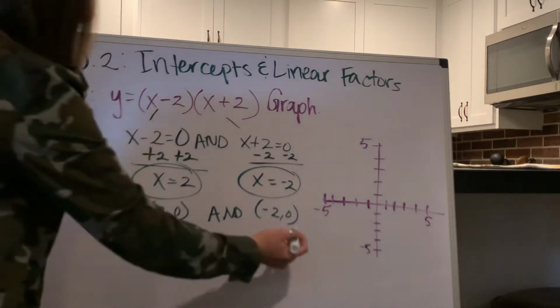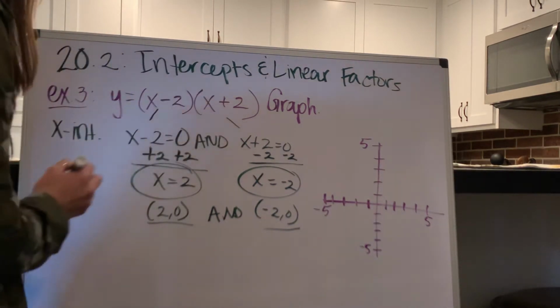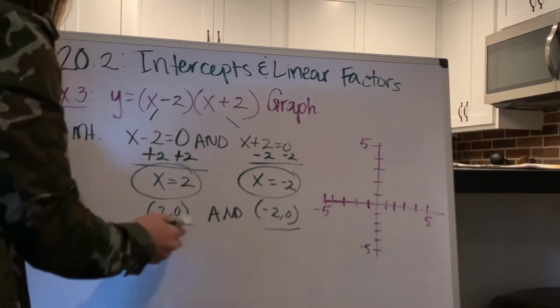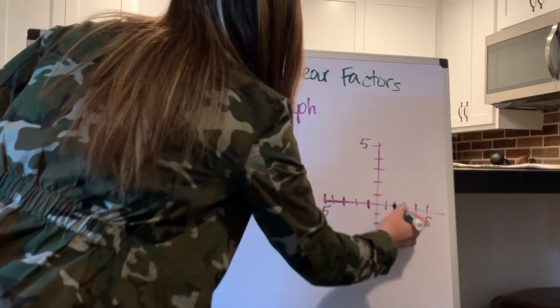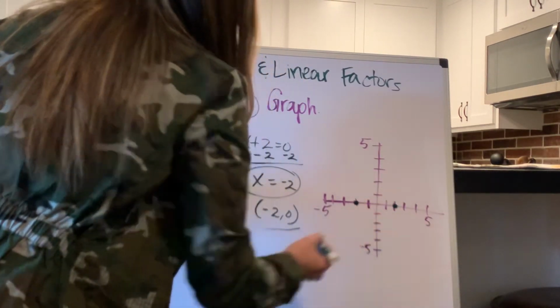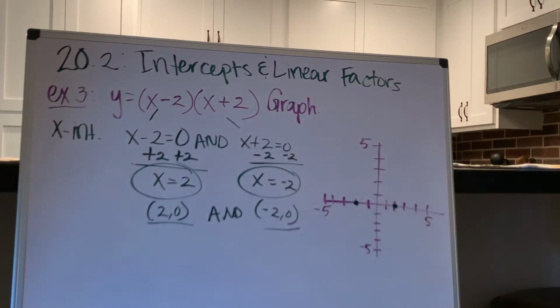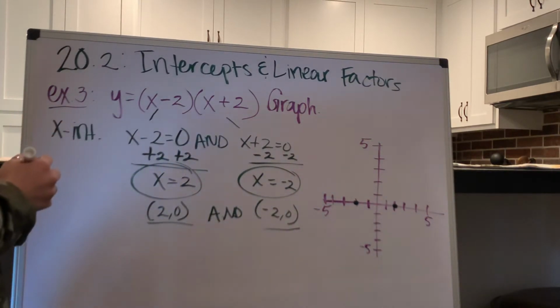Now, we have 2 points. Let's plot those on our graph over here, just so that we don't forget about them. So 2, 0 is going to be right here, and negative 2, 0 is going to be right there. Those are our 2 x-intercepts, or we can also call them our zeros.